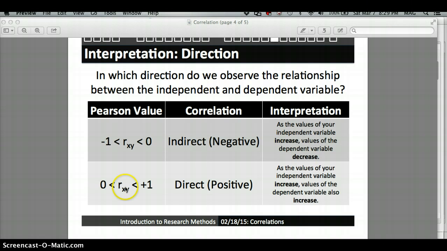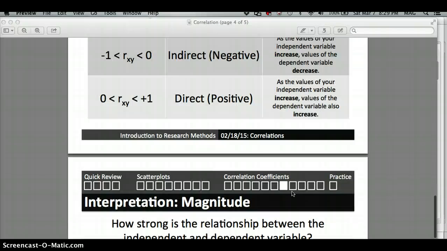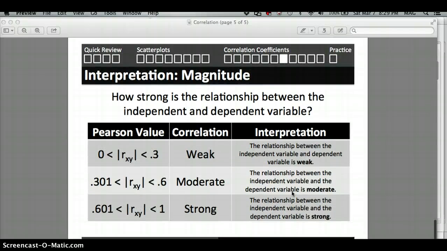If you have a positive Pearson coefficient, you have a direct or positive relationship, and the way that we interpret this is, as the values of your independent variable increase, the values of your dependent variable also increase. The other thing that the Pearson value is able to tell you is the magnitude of the relationship, or how strong the relationship is between the two variables that you're looking at.